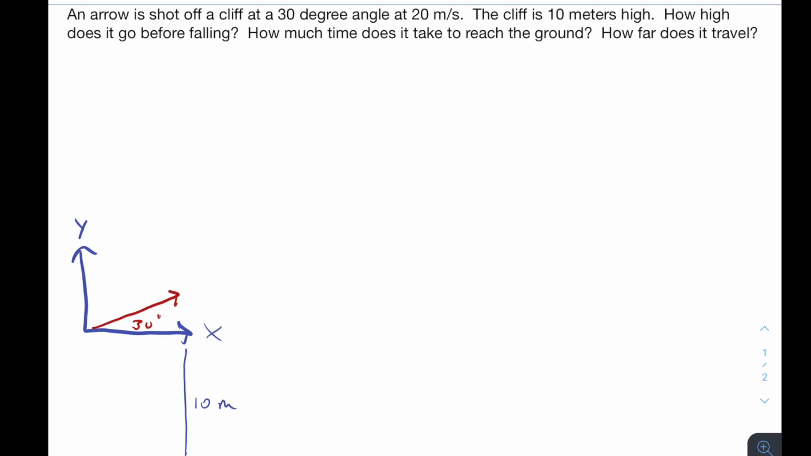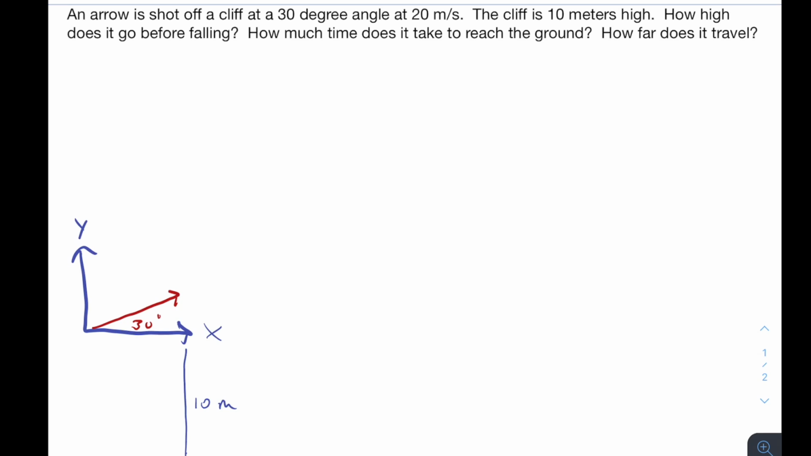Suppose that you encounter the following projectile motion problem where an arrow is shot off of a cliff at a 30-degree angle at a speed of 20 meters per second, and the cliff is 10 meters high. You're asked to solve how high it goes before it falls, how much time it takes to reach the ground, and how far it travels.